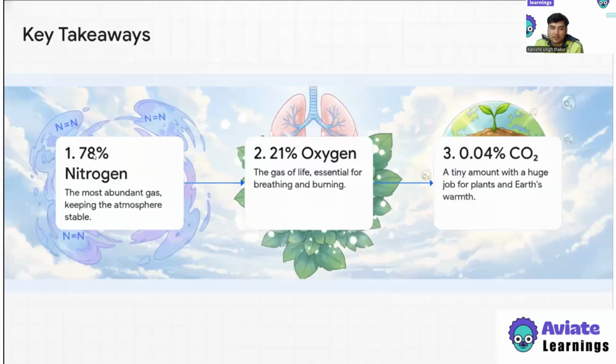So there are some key takeaways. You have 78% nitrogen, the most abundant gas, then 21% oxygen, and then 0.04%, a tiny amount, with a huge impact on climate and plants.